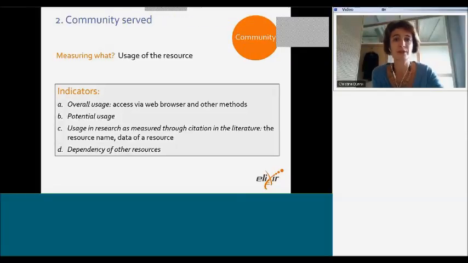The second category is the category we're probably most spontaneously thinking of when we talk about indicators for databases. So they're measuring usage. So things such as citation in the literature, this is category 2C, but also Google Analytics type statistics, so access via web browsers and also other methods like APIs. Then potential usage, how big is the potential user community, and then the links towards other resources.